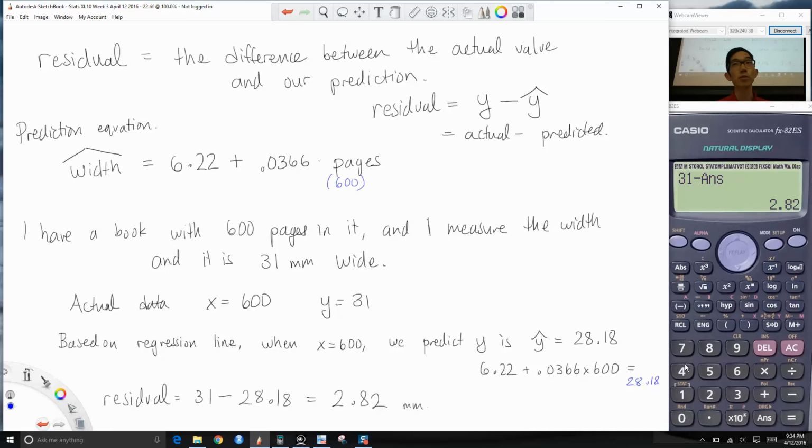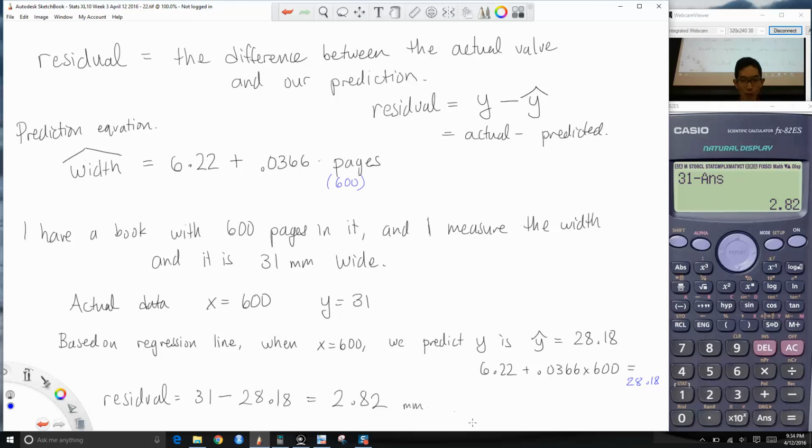And then if you actually have a book that has 600 pages, you can see how good my prediction is compared to the reality. You just take the difference between the actual value and what I predicted. If this number is really tiny, that's a good prediction. And if the number is huge, then it's not so good of a prediction, okay?